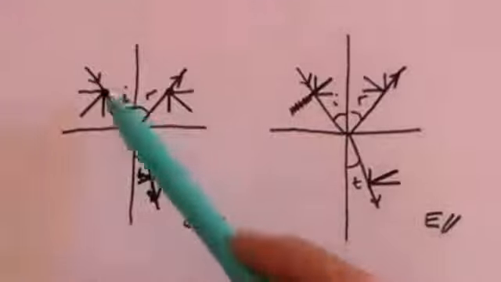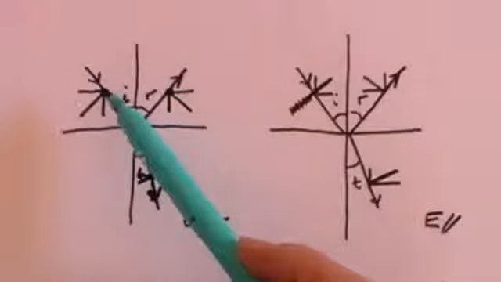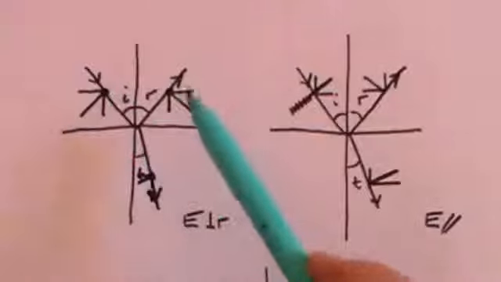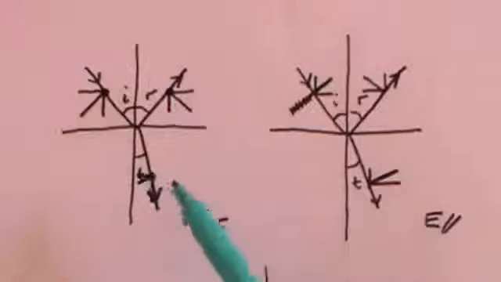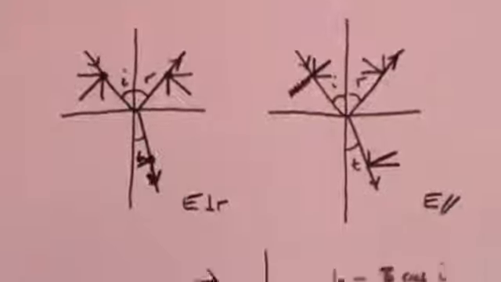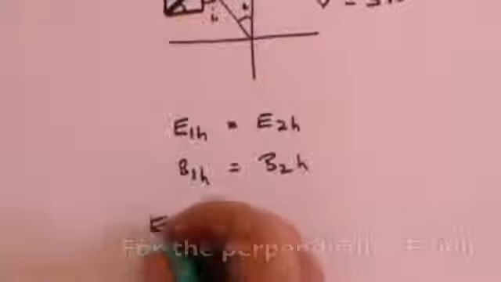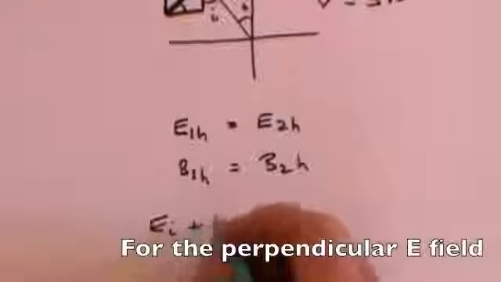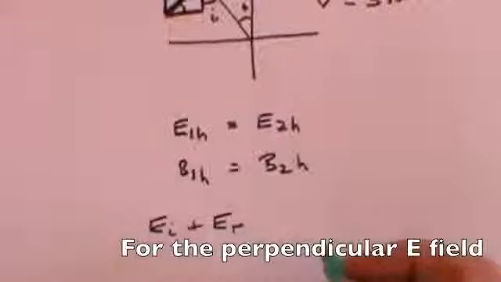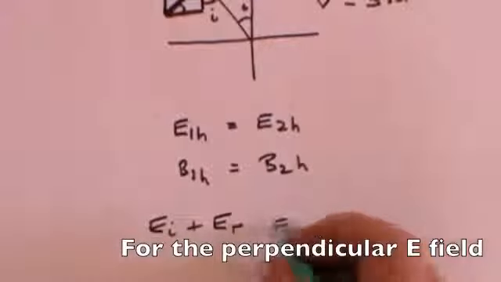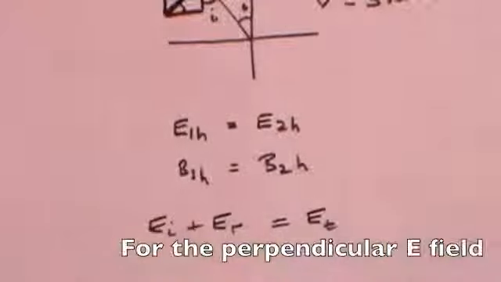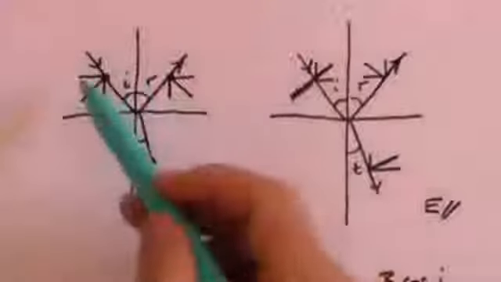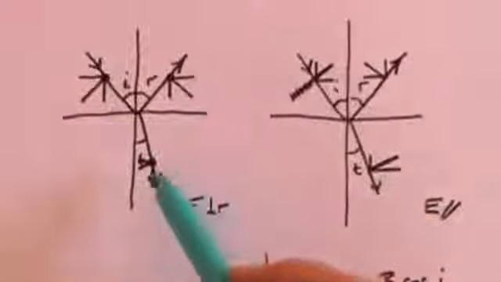And that means that the total E field in medium number 1, which is the incident E field plus the reflected E field, must equal the transmitted E field, because the E fields transport across the boundary. So that gives us that the incident E field plus the reflected E field, which are the two E fields in medium number 1, must equal the transmitted E field, which is the only E field in medium number 2. But we can also look in diagram number 1 at the horizontal B fields.